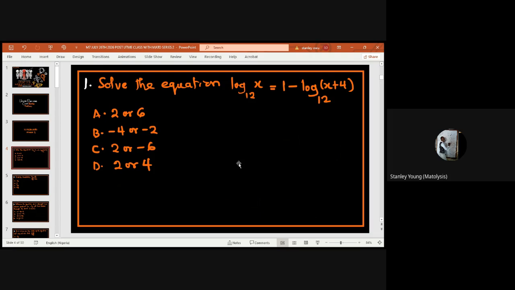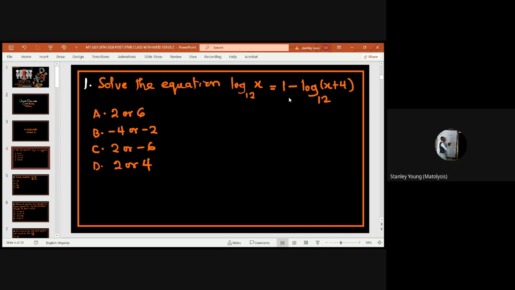Question 1. This is a logarithm, and the question wants you to find the value of x in this logarithm. If you look closely, the base of the logarithm is base 12. You have two choices to make here.